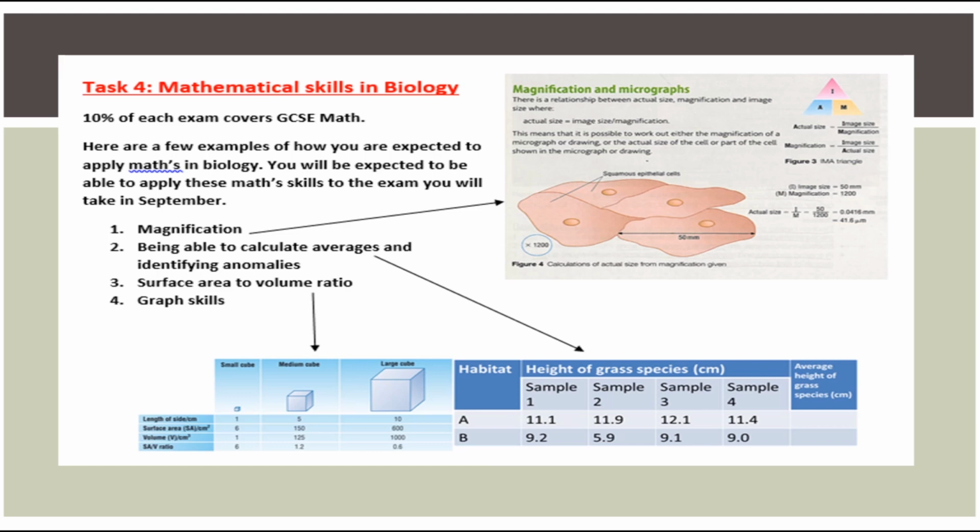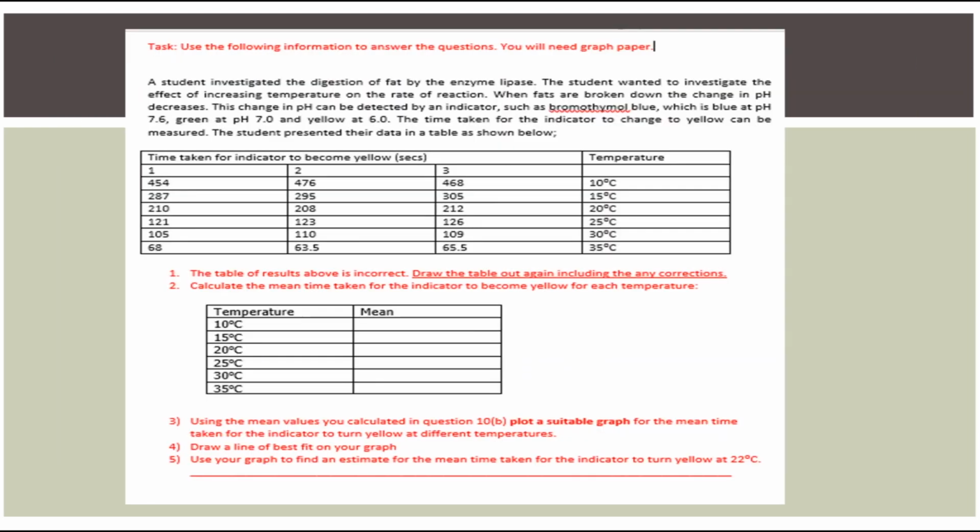Now the task: use the following information to answer the following questions. You will need some graph paper, preferably, for this activity. So read the information in the top paragraph and then complete tasks 1 to 5. The table of results above is incorrect. What I'd like you to do for step 1 is to draw the table out again, including any corrections. Use the information in the paragraph.